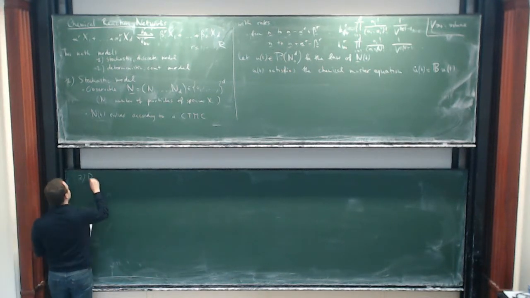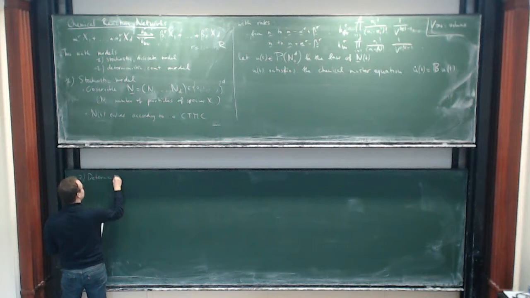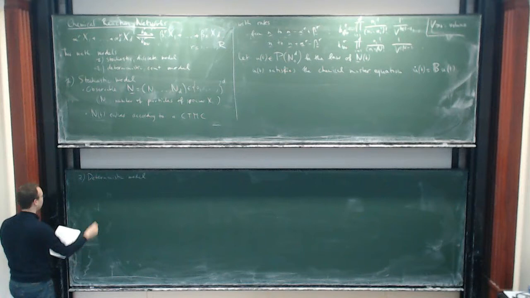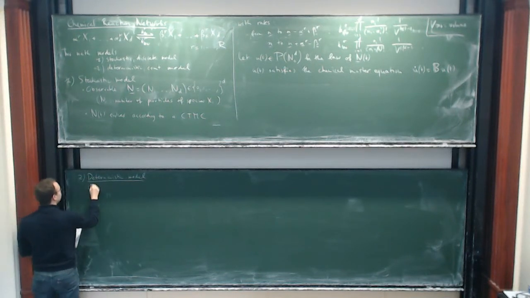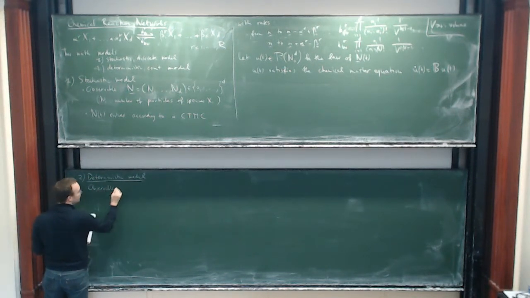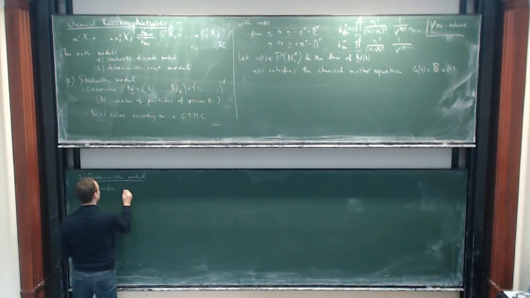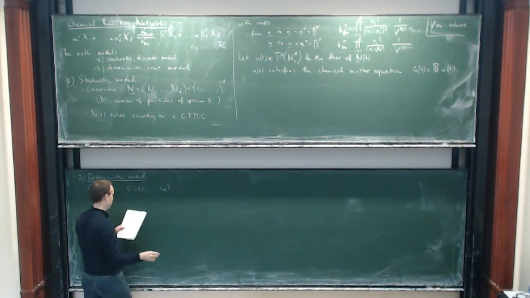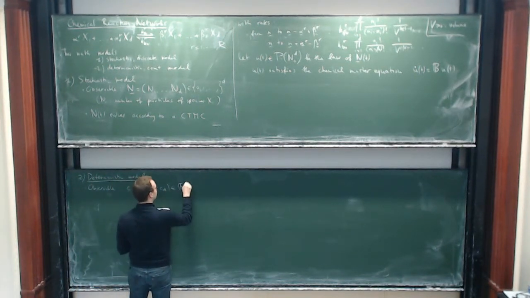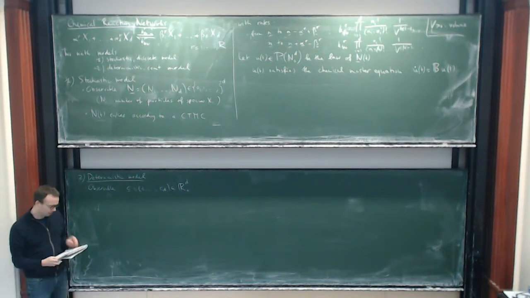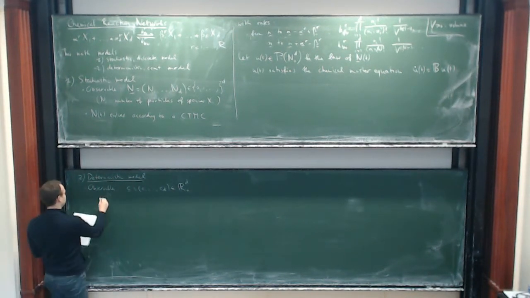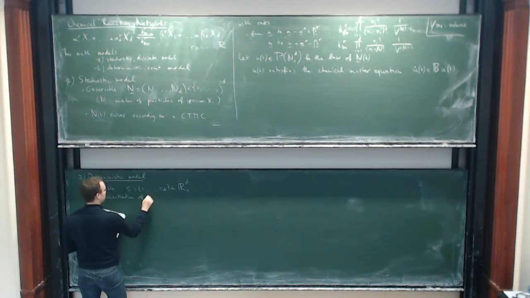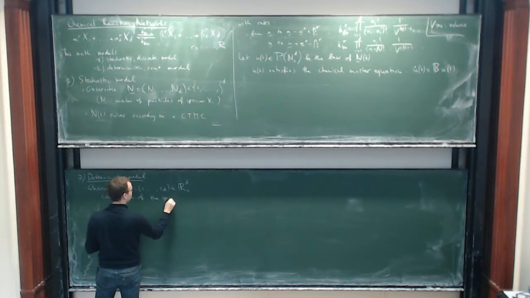So the deterministic model. The observable is the concentration of each of your species. So this is now also a vector in R plus to the D, and this represents the concentration of the species.